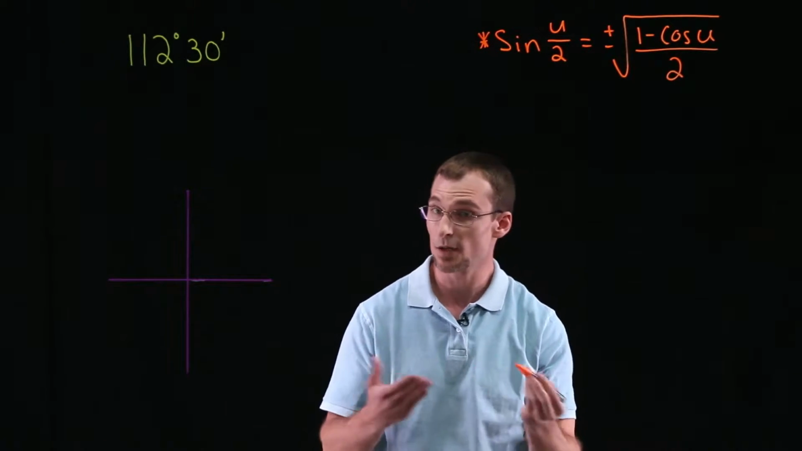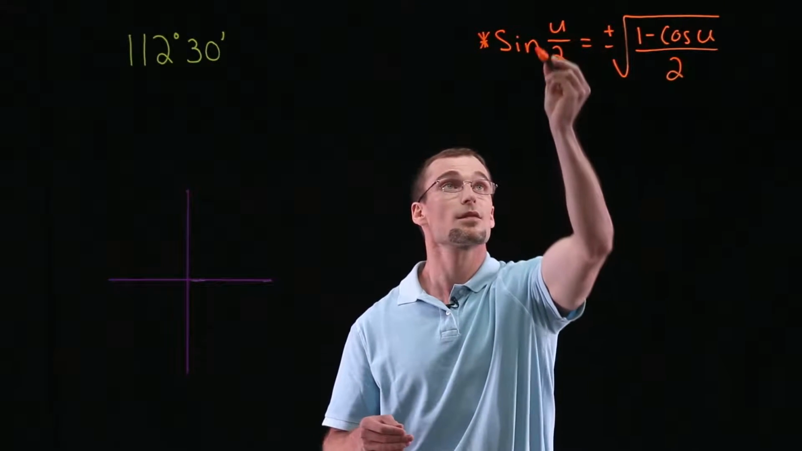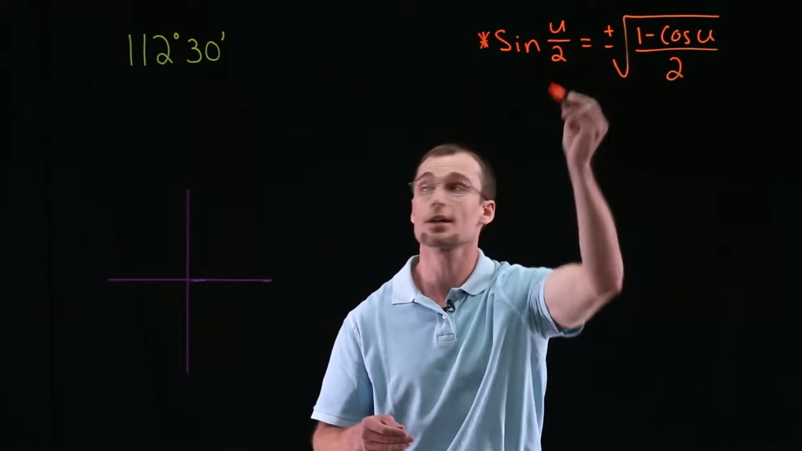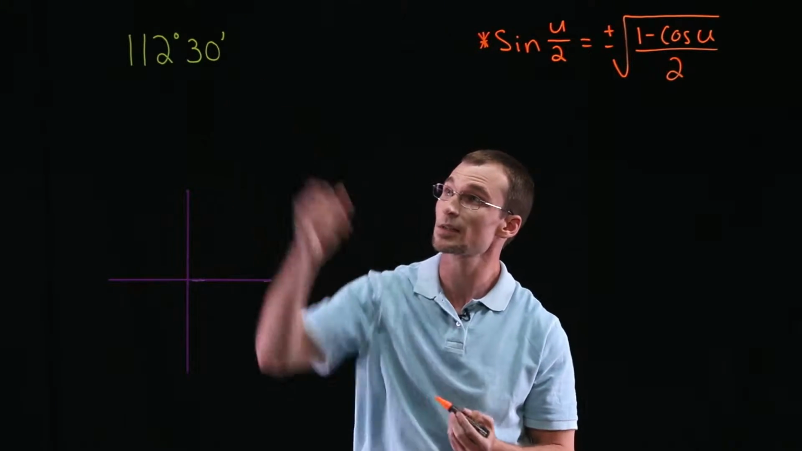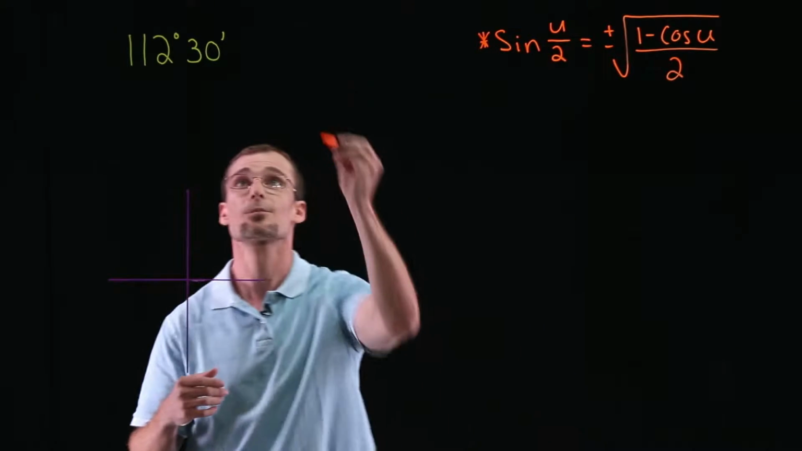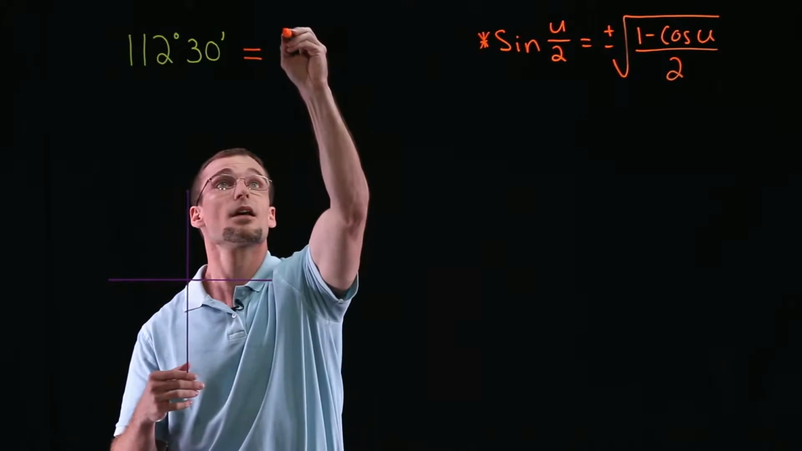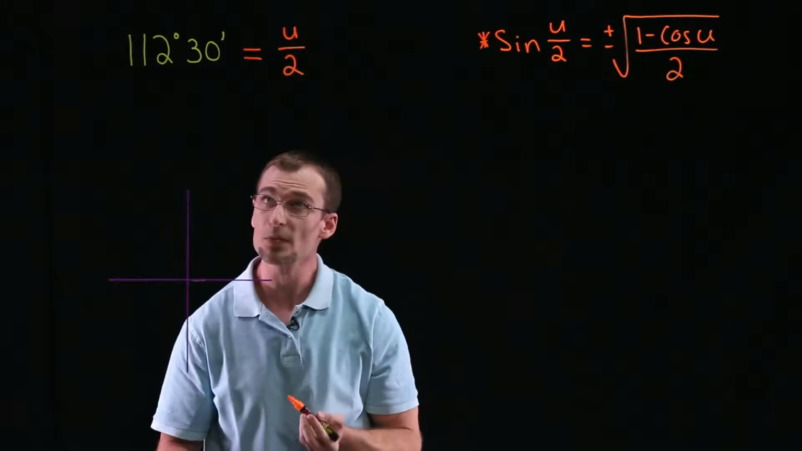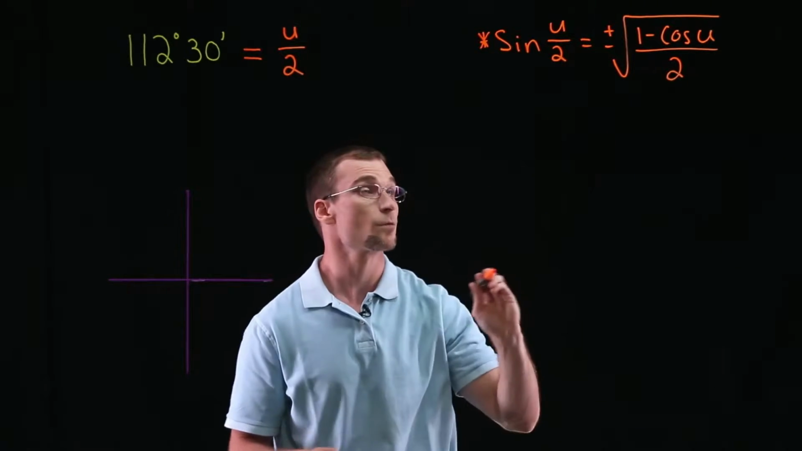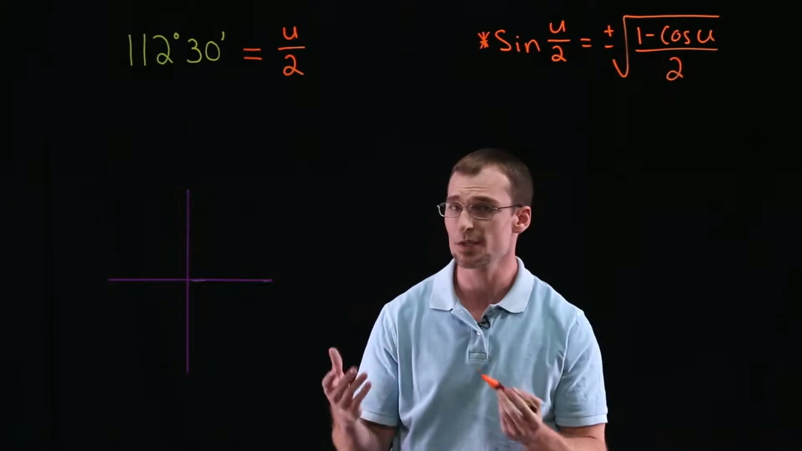Well, we want to find the sine, cosine, and tangent values. So to find sine, essentially we're going to think of this u over 2, this angle here, which we're trying to find the sine, cosine values of, as some half angle, meaning we're going to think of 112 degrees and 30 minutes as equal to some angle divided by 2. Now, looking at the right side of our formula, we're going to need just the u. So that's what we're going to find over here, which isn't too bad.